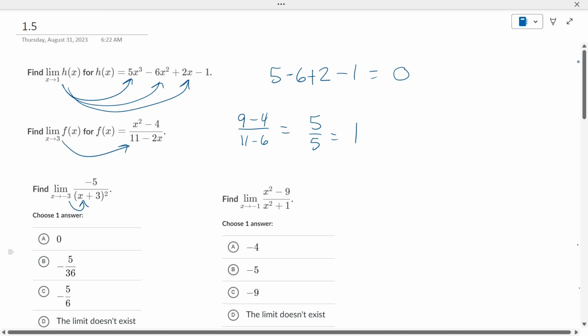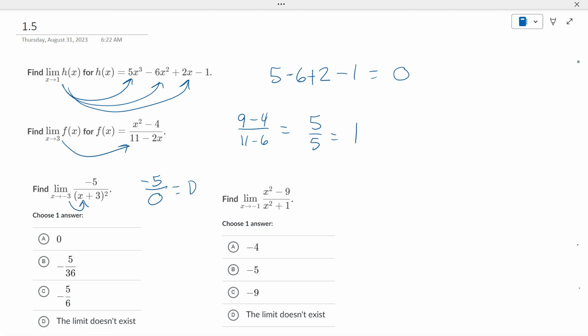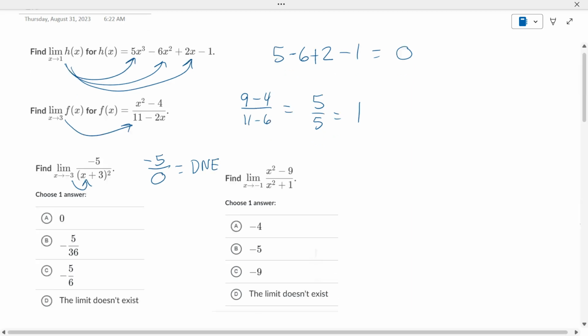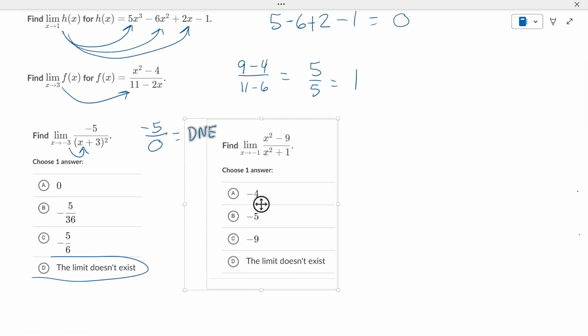What's negative 3 plus 3? 0. And everything is fine and dandy in the world until someone decides to divide by 0. Okay? So this does not exist. So the limit does not exist.